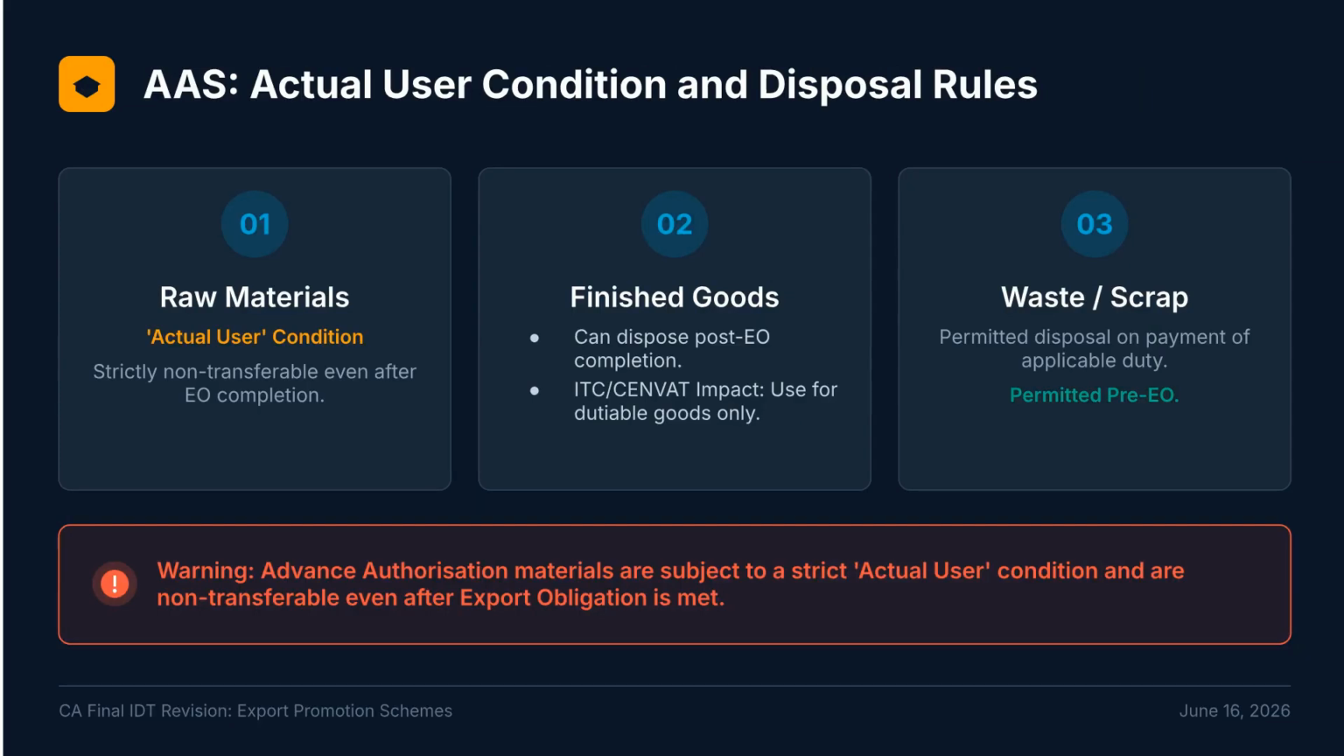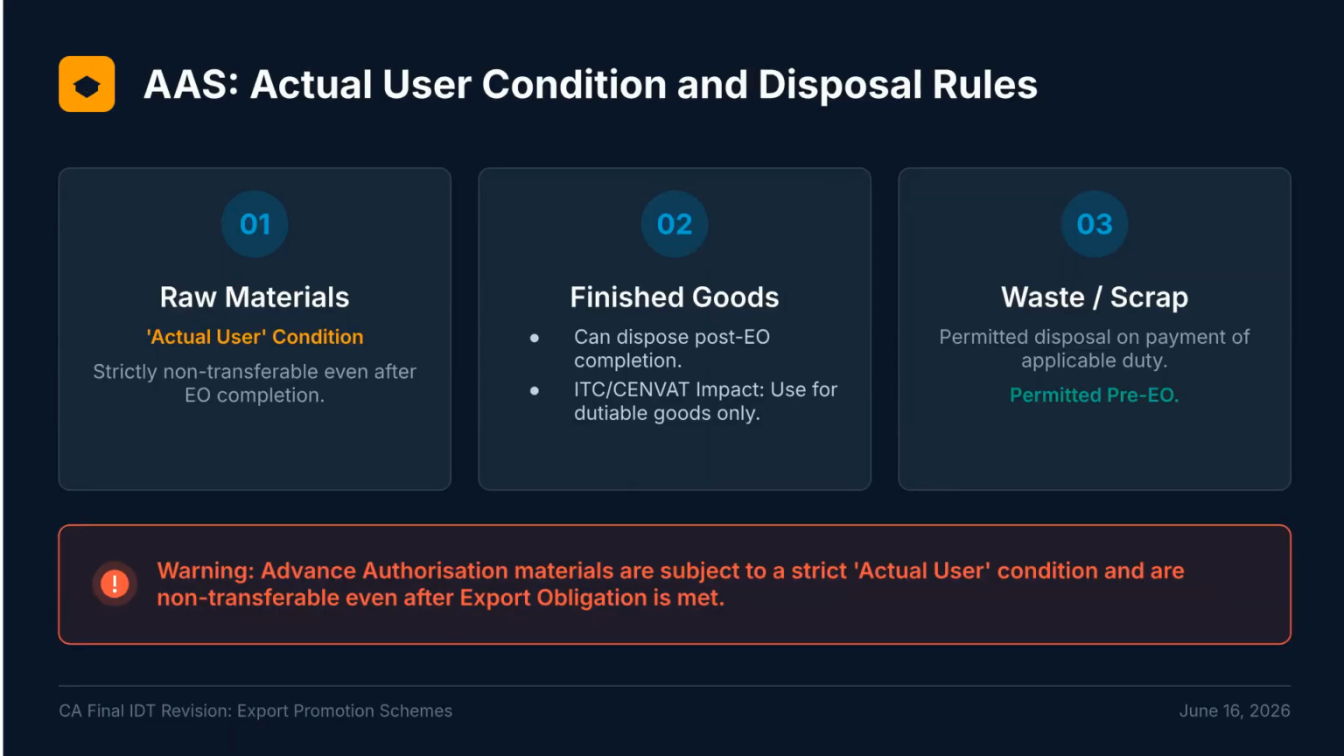A crucial feature of advance authorization is the actual user condition. This means that both the authorization and the imported materials are strictly non-transferable. Even after the export obligation has been fulfilled, the imported inputs themselves cannot be sold or transferred. However, the finished goods manufactured using those inputs can be freely disposed of after completion of the export obligation.